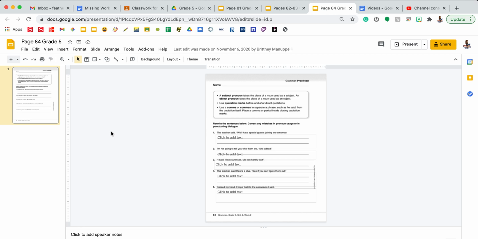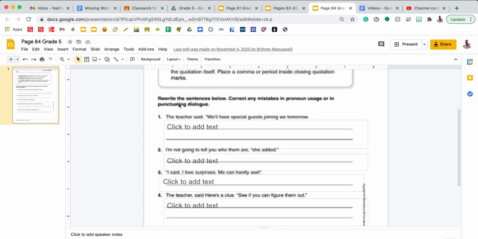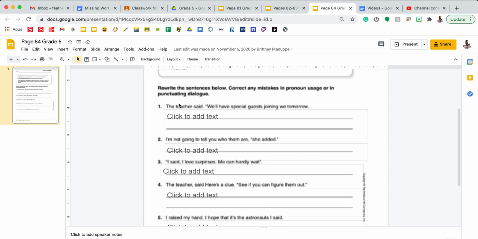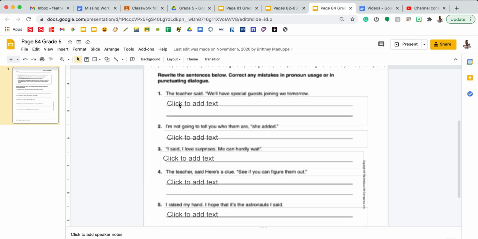Your last page is page 84. As always, it is your proofreading page. The box at the top goes over the rules from the previous pages, and then the directions state to rewrite the sentences below, correcting any mistakes in pronoun usage or punctuating dialogue. Number 1 has a few mistakes. It states, "The teacher said, 'We'll have special guests joining we tomorrow.'"